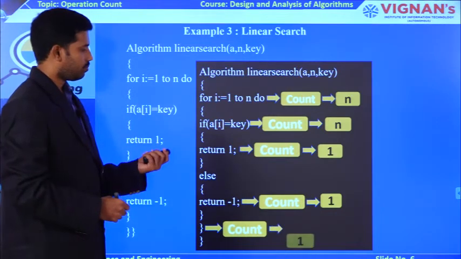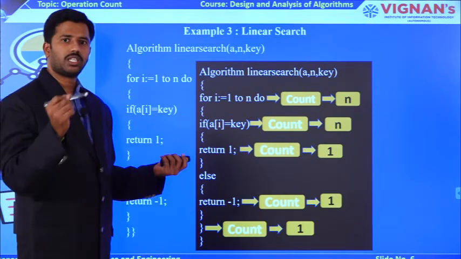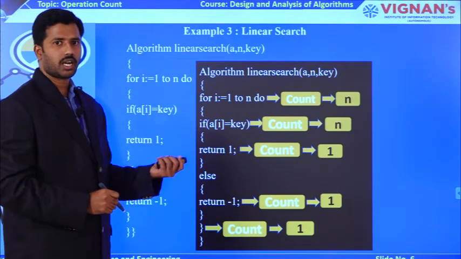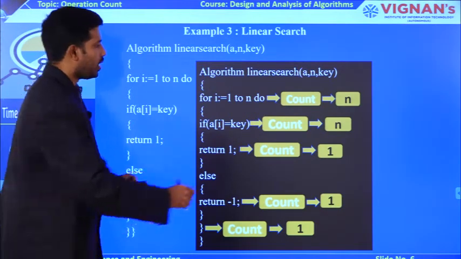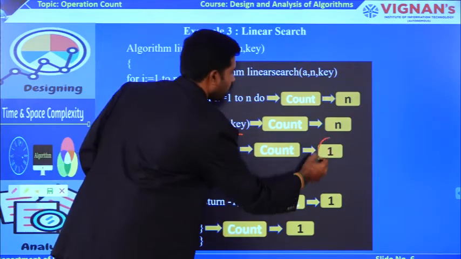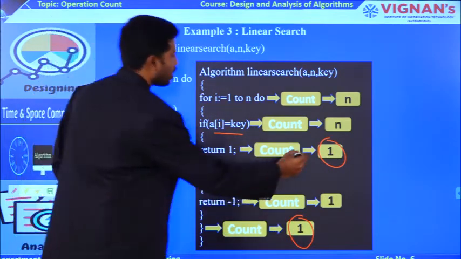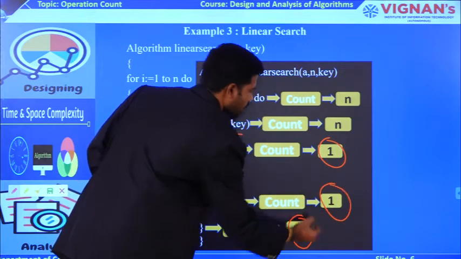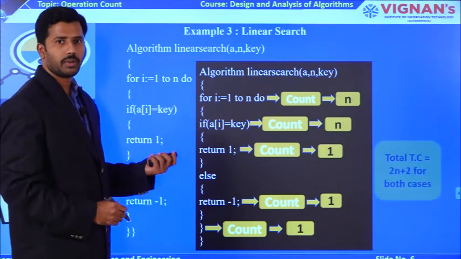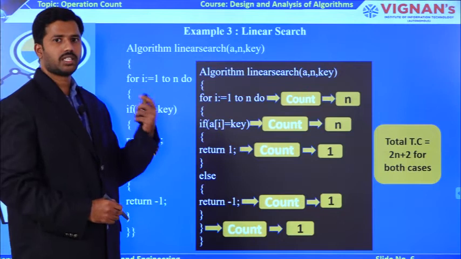Okay. Now we try to find the time complexity for both cases, if the element is equal to the key as well as not equal to the key. So the total time complexity for this algorithm: there are 2 n's here and 1 n there. If A of I equals key, you are returning 1 as well as you need to consider this one. If A of I is not equal to key, you need to consider this one and the last one. So ultimately the total time complexity of this algorithm is 2n plus 2 for both cases, if the key is found as well as if the key is not found.